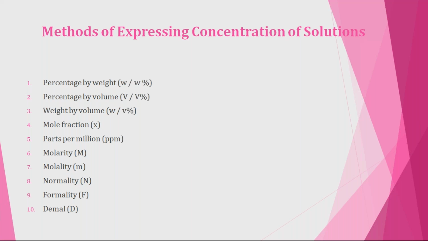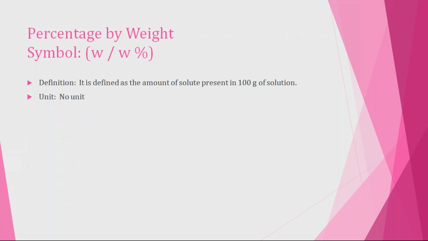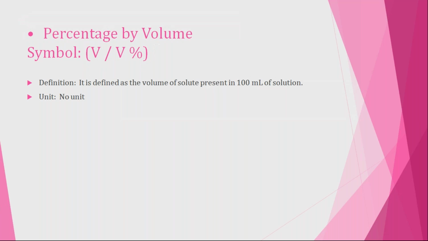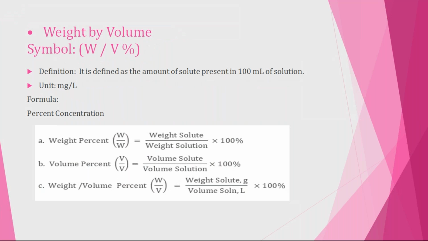Definition: it is the mass of solute divided by the mass of the solution, all multiplied by 100. So the formula is percent by mass is equal to mass of the solute divided by mass of the solution into 100. And we have discussed some examples. Remember, 3 examples we have discussed. So we will be expressing it in concentration.